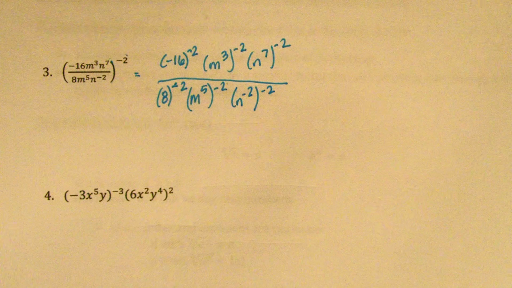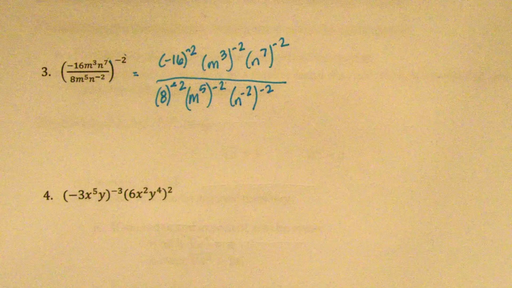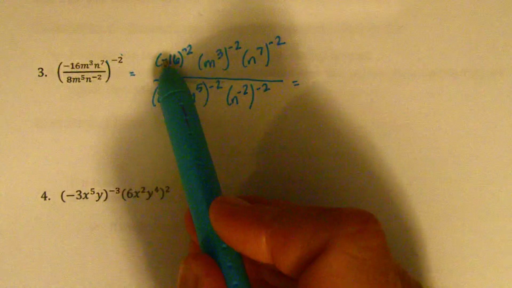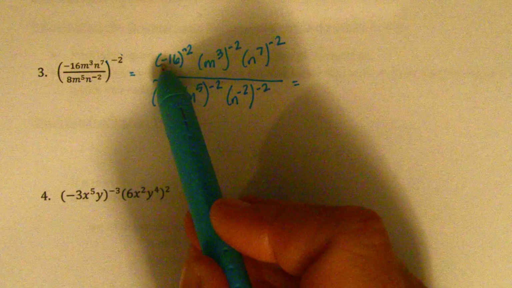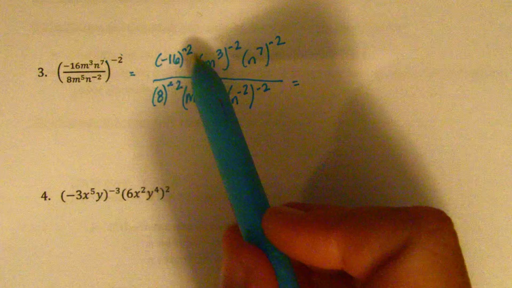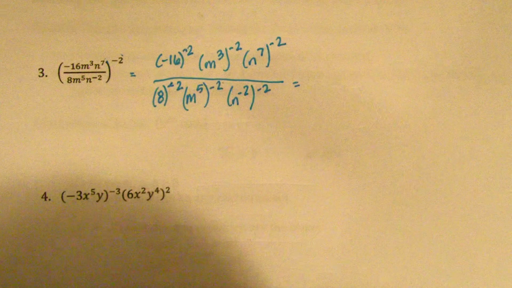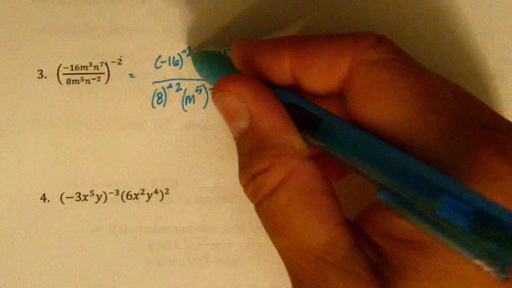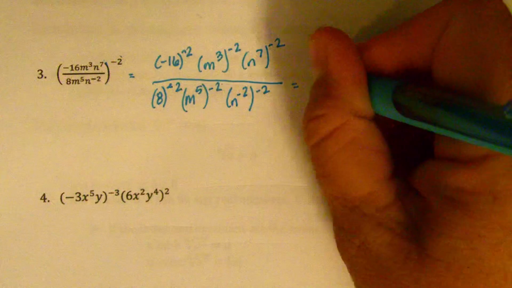Now, I need to simplify these, and then anything that's still negative is going to have to move. Now, it's not about the number being negative. See this negative 16 here? The number is okay to be negative. It's if you have a negative exponent that it moves. So here I have negative 16 to the negative 2. I'm just going to leave it as that for now.